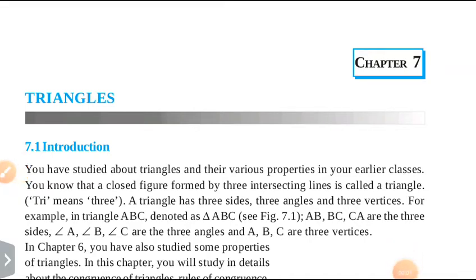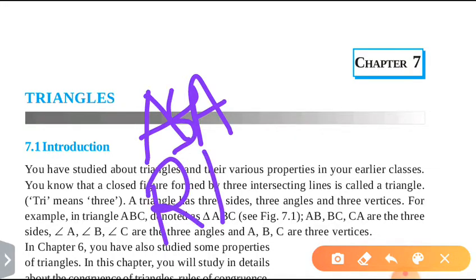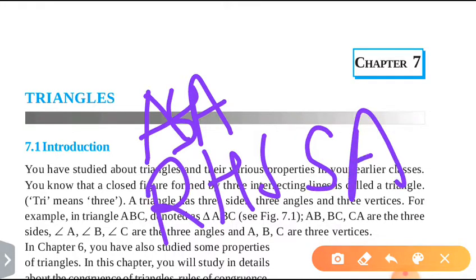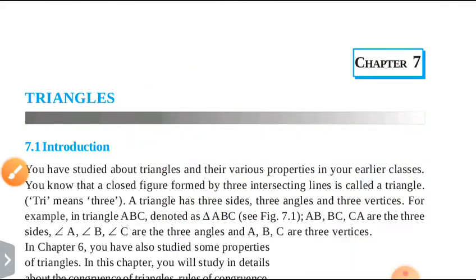Today I am again with you with my second video of Chapter 7, Exercise 7.1, from question number 4 onward, because till question number 3 I explained in my previous video all these properties like ASA, RHS, SAS and AAS. Now see the question.